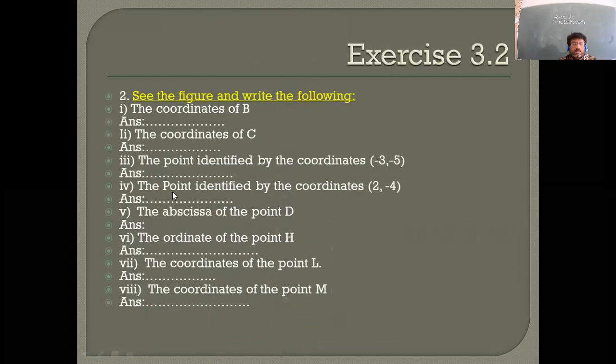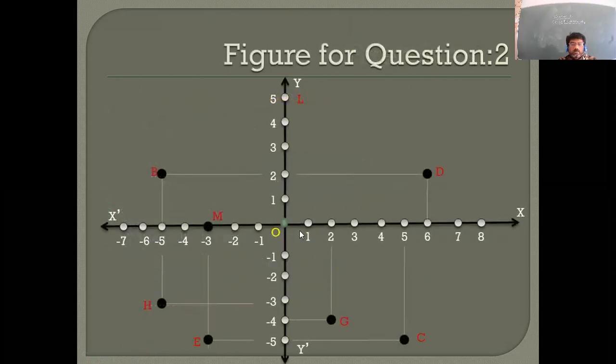Next, the point identified by coordinates 2 comma minus 4. Where is 2 comma minus 4 coming? x 2 is here, y minus 4 is coming here. So the name of the point is G. Answer is G.